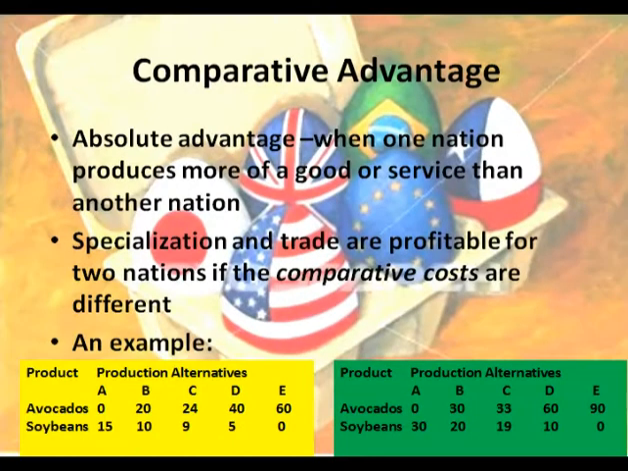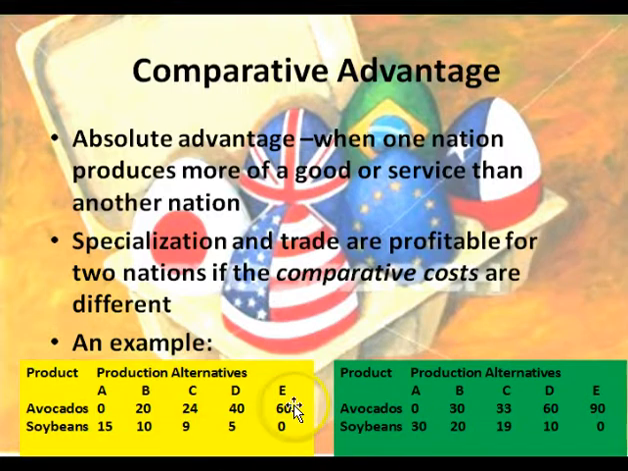So how do we determine the absolute and comparative advantage? Absolute advantage is numerically when one country produces a larger quantity of one product than others. So if we look at this example, Mexico's production possibilities for producing avocados and soybeans are represented by this yellow mustard colored box. And the United States production possibilities for avocados and soybeans is represented by this green production possibilities box.